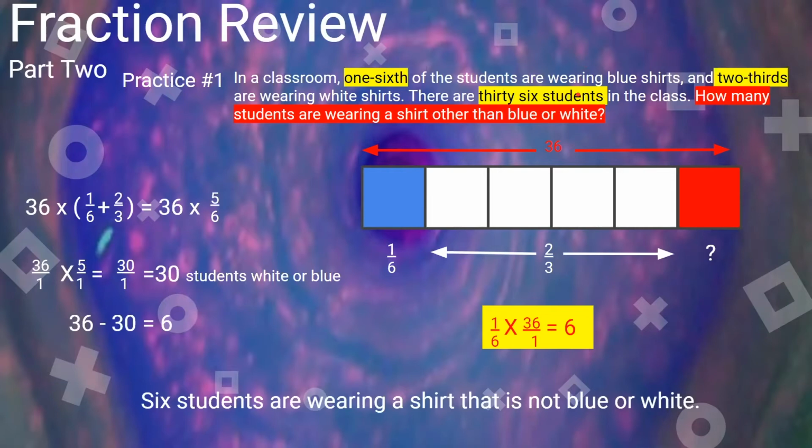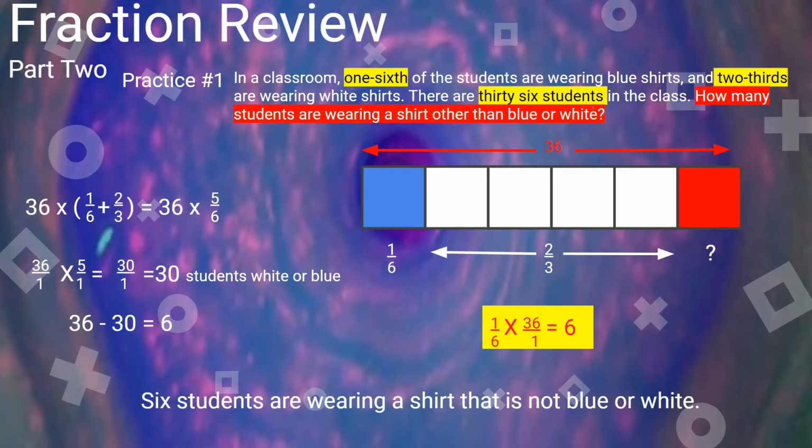So that's our question, how many? And then we use yellow. I highlighted in yellow just because it's easier in the slides. You could have circled. What do we know? We know that 1/6 of the students are wearing a blue shirt, 2/3 are wearing white shirts, and there's a total of 36 students.